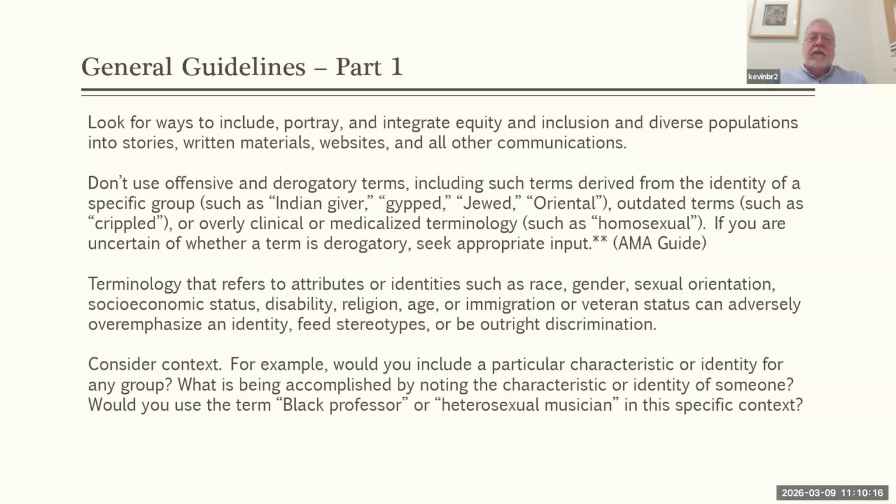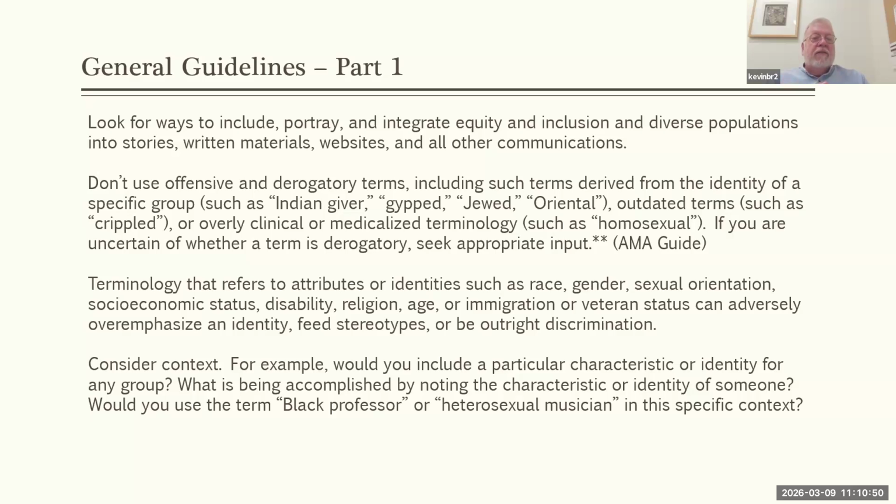The AMA guide is a living document, and I would say it's very specific. And of course, it, like everything else in terms of equity and inclusion, is constantly changing, constantly revised. Terminology that relates to race, gender, sexual orientation, religion, immigration, or veteran status can overly adversely emphasize an identity, feed stereotypes, or really be outright discrimination.